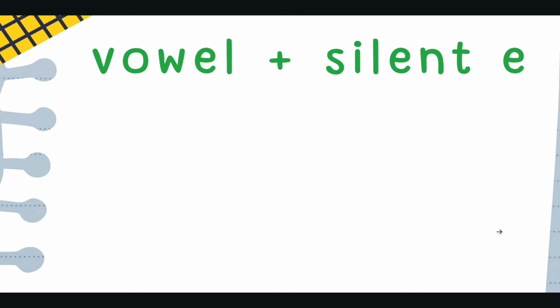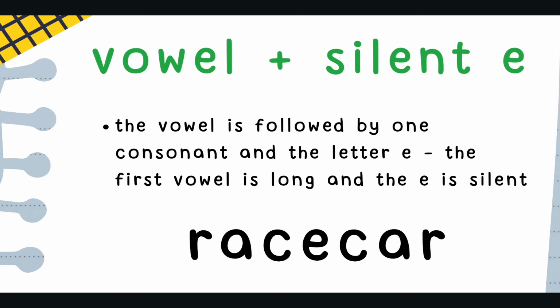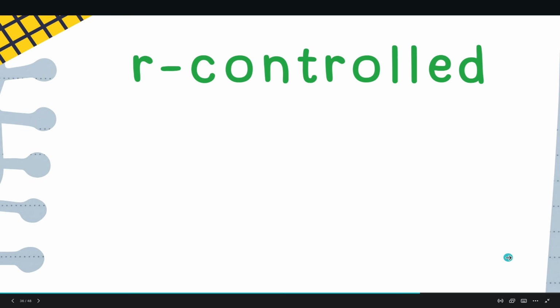Okay, we also have vowel and silent E. That's where the vowel is followed by one consonant and the letter E, and the first vowel is long and the E is silent. So right here, we have a vowel and the silent E. I see it right there. So the break is going to be right after that. And now I can read them as 2 parts. Race car, race car. Okay.